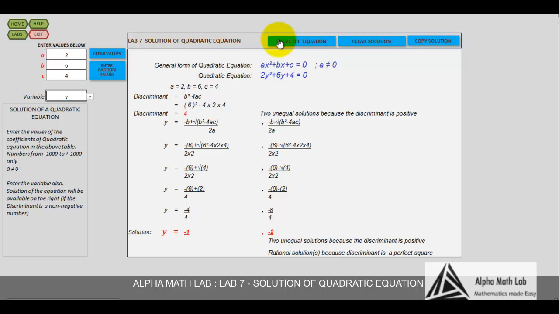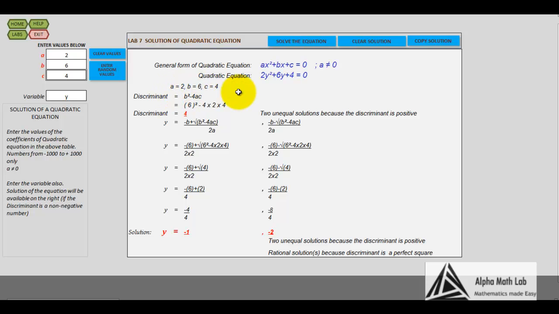First of all, a quadratic equation has been formed with the given values as coefficients of A, B and C. The general form of a quadratic equation is ax squared plus bx plus c equal to 0, where a is not equal to 0. Now we form an equation with the given coefficients, 2 as A, 6 as B and 4 as C. So the new quadratic equation will be 2y squared plus 6y plus 4 equal to 0, where A is 2, B is 6 and C is equal to 4.